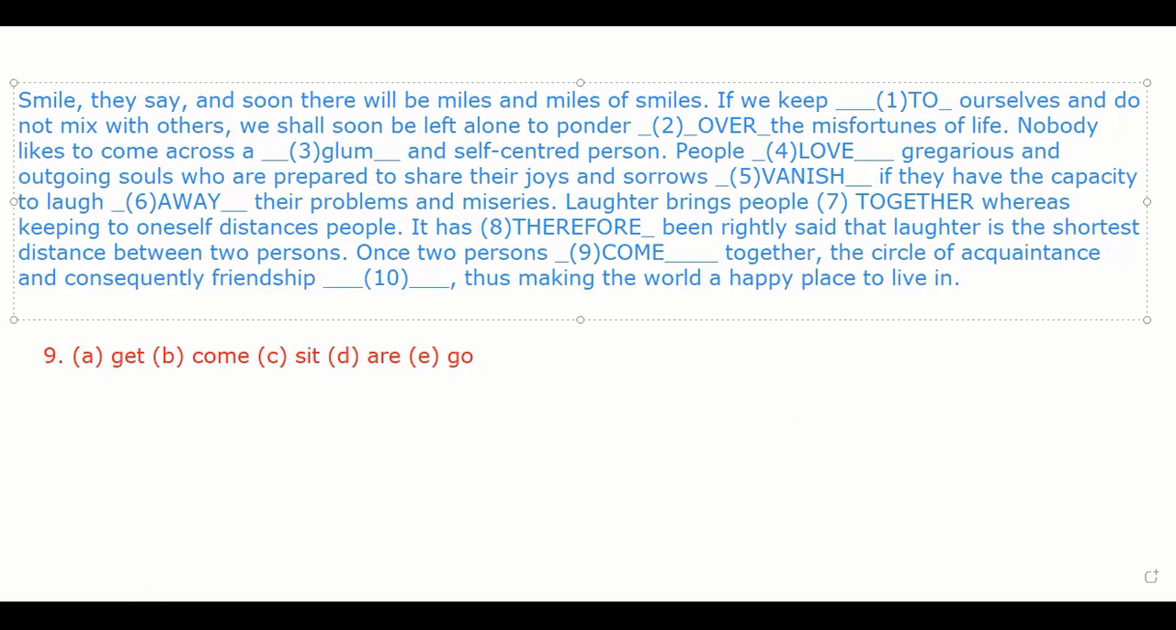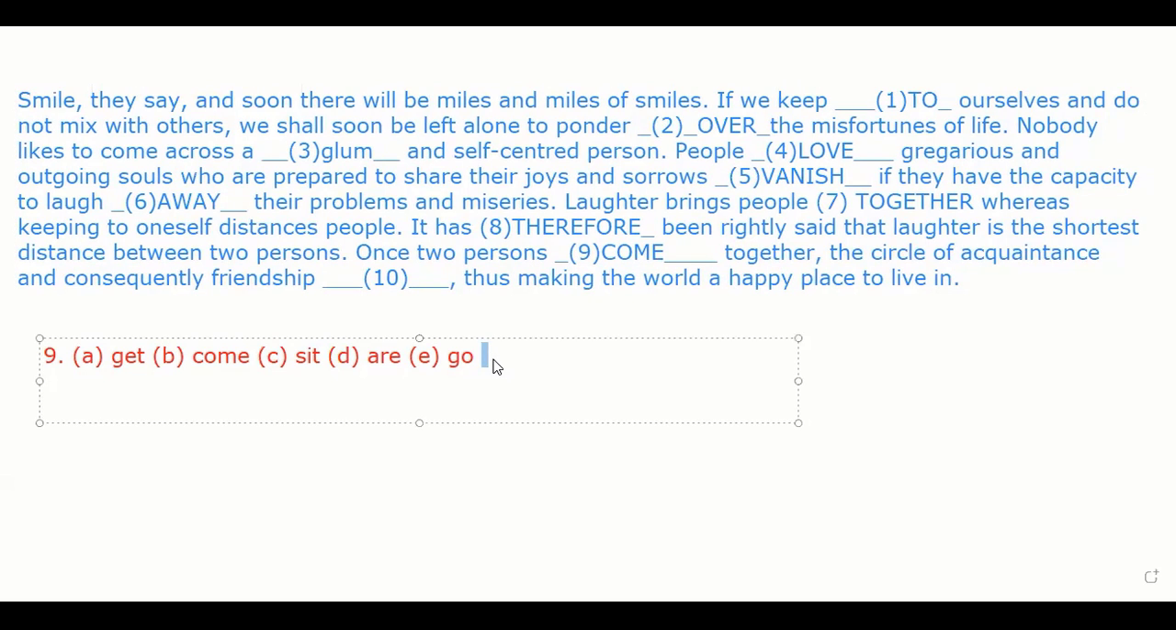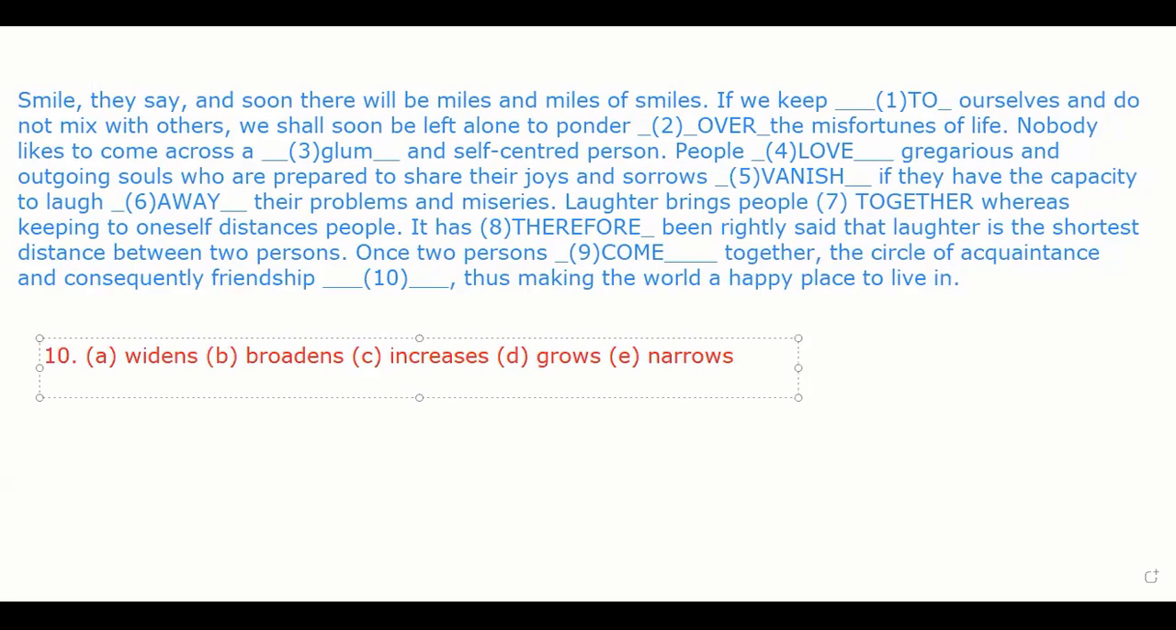And the last one. Once two persons come together, the circle of acquaintance and consequently friendship dash, thus making the world a happy place. Tell me, will a positive word come or a negative word? "Widens" is okay, depending on how you use it. "Gap widens" is negative. "Friendship widens" is okay. "Broadens" is a positive word. "Increases" is a positive word. "Grows" is a positive word. "Narrows" is a negative word in this context.